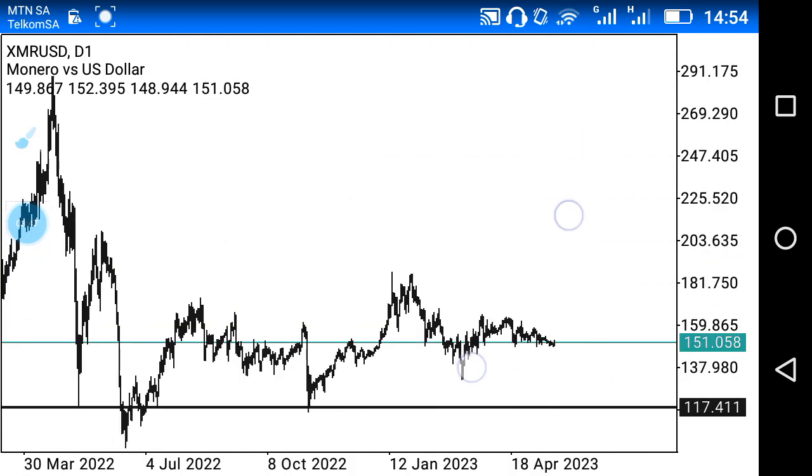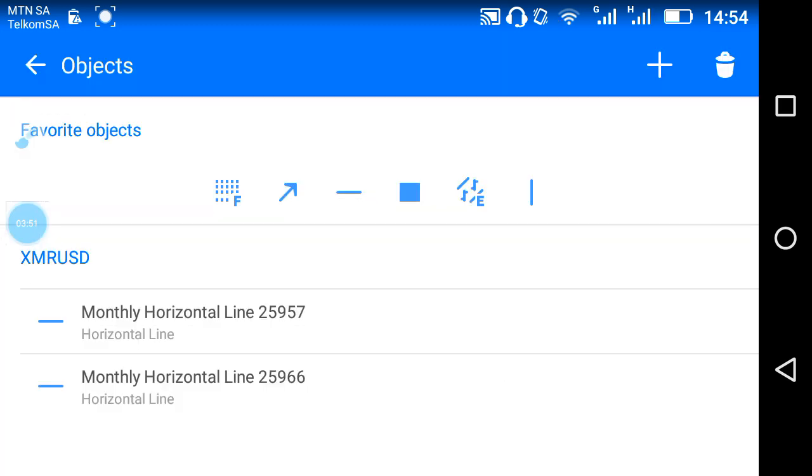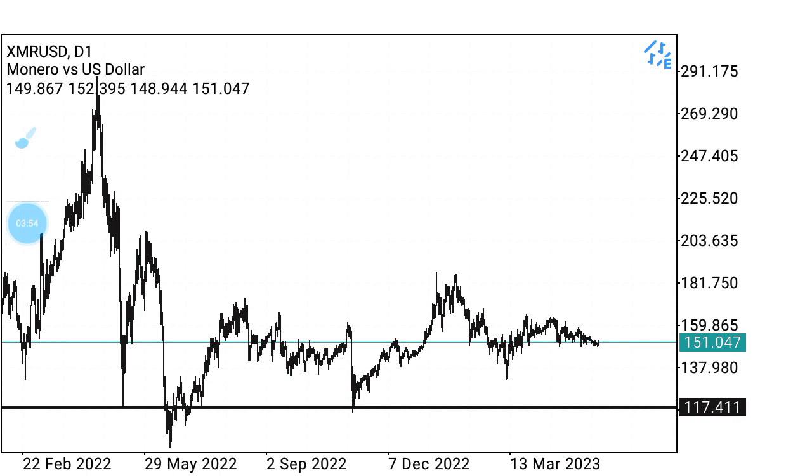And here we are on the daily chart. On the daily chart, I'm just going to add my daily channel, and I would add my channel in this manner. Just bear with me.